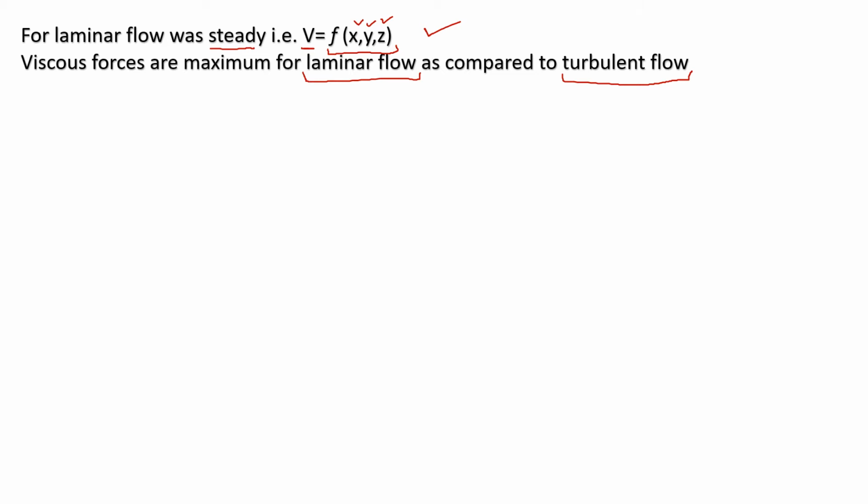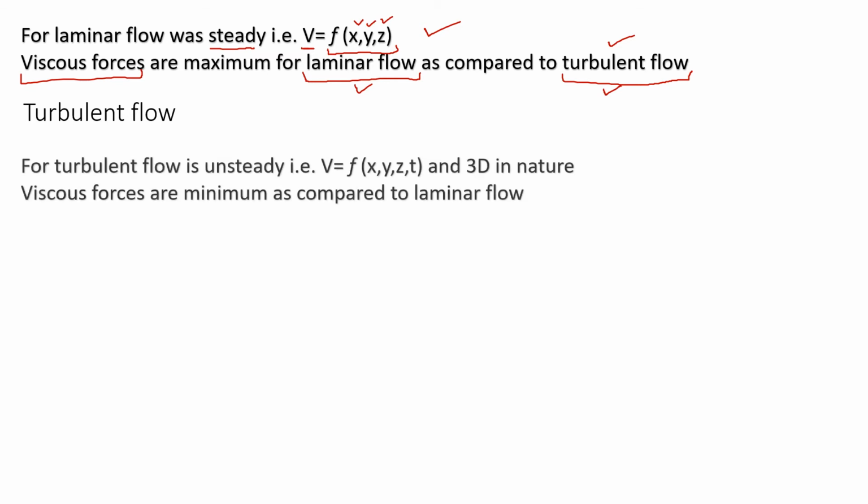That's why we took the average of all those velocity profiles and came up with the flatter velocity profile. And we also saw that the viscous forces near the wall in the case of turbulent flow are minimum as compared to laminar flow. So viscous forces are dominant when we are talking about laminar flow and not much dominant when we are talking about turbulent flow. For turbulent flow, it is first unsteady, because velocity will be a function of both the spatial coordinates and time. It means velocity will change with both position and time, and it is three-dimensional in nature, and viscous forces are minimum as compared to laminar flow.